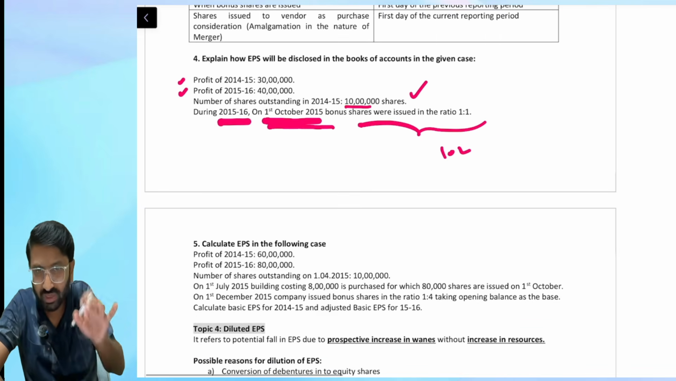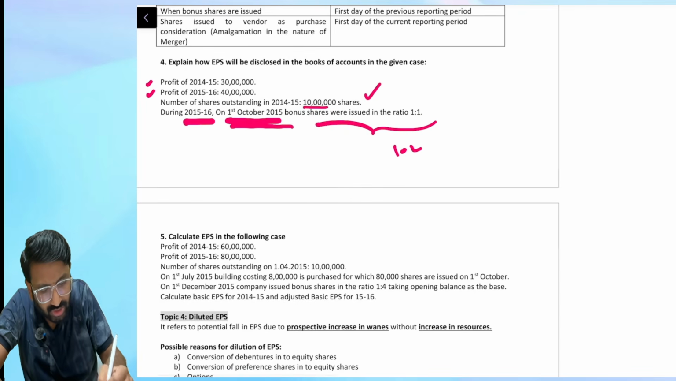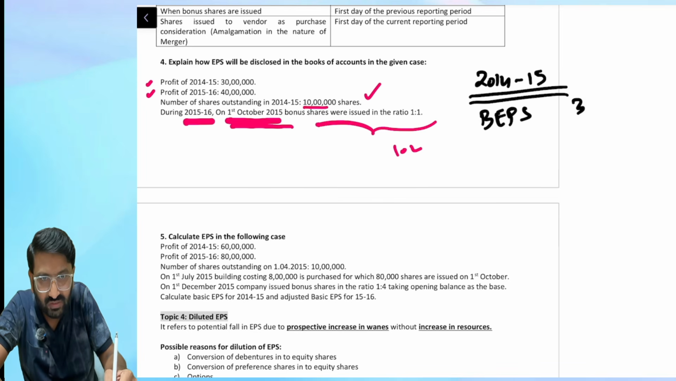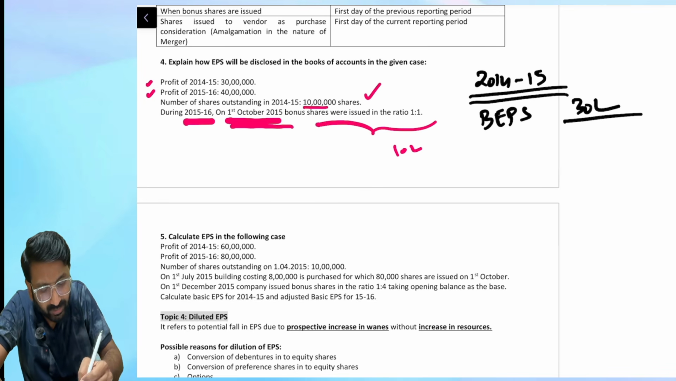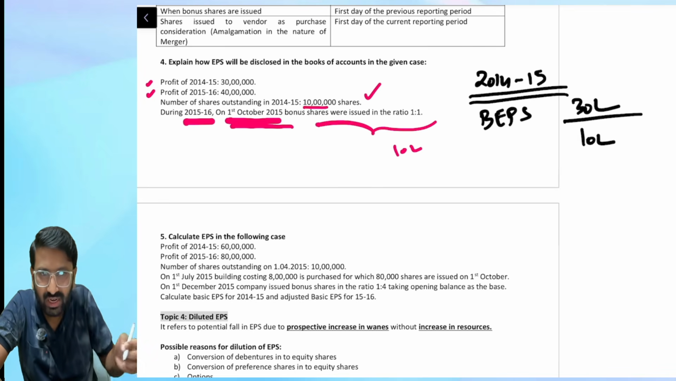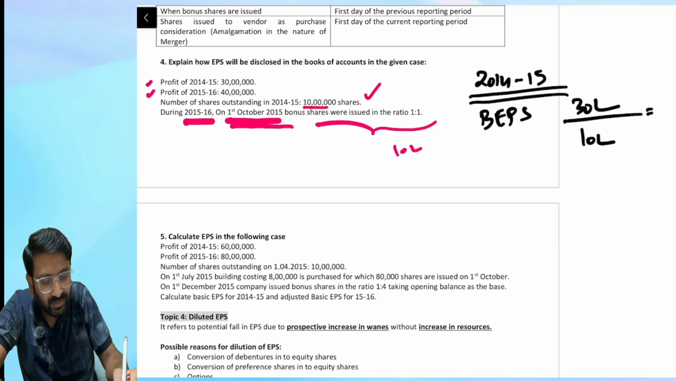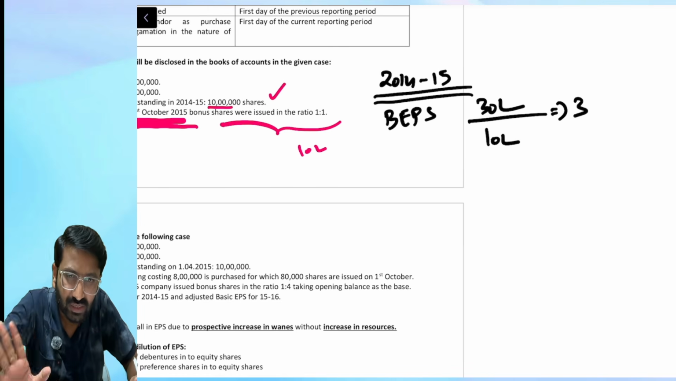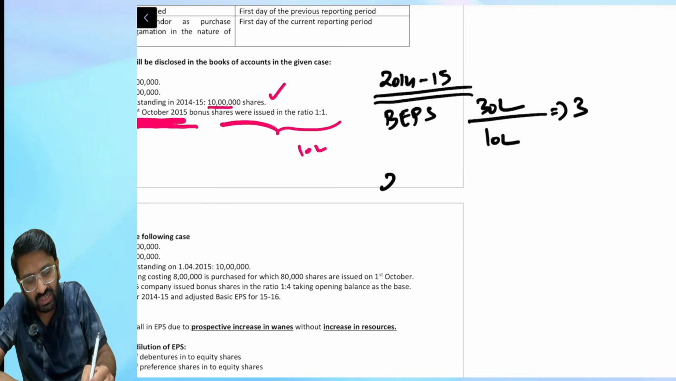Now, focus carefully. In the last year, what is my profit? Can I say for 14-15, when I calculate basic EPS, we know profit is 30 lakh divided by how many shares are there in the last year? 10 lakh. So 30 lakhs by 10 lakh, if I calculate, last year EPS will be how much? 3 rupees. Is that clear? Now, let us come to current year, 15-16.